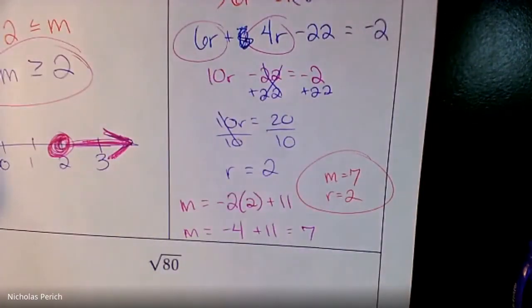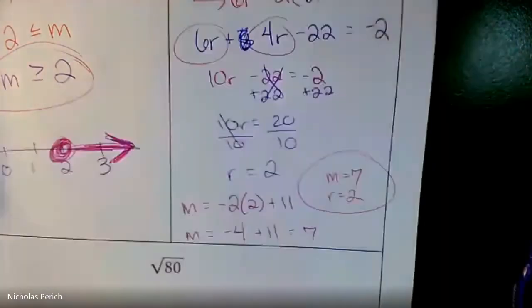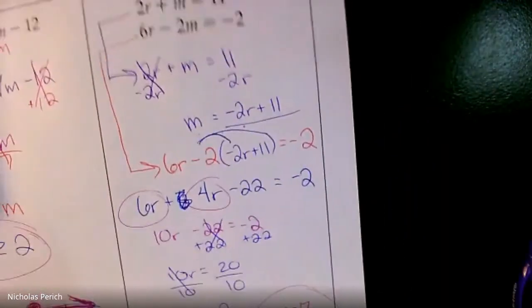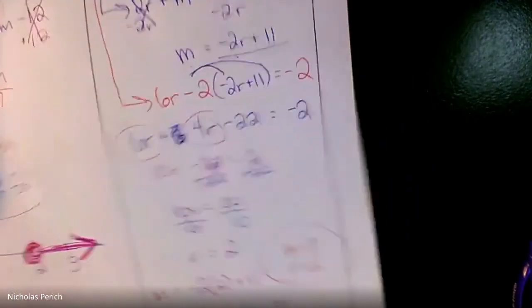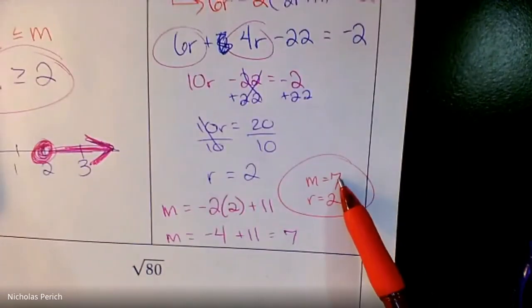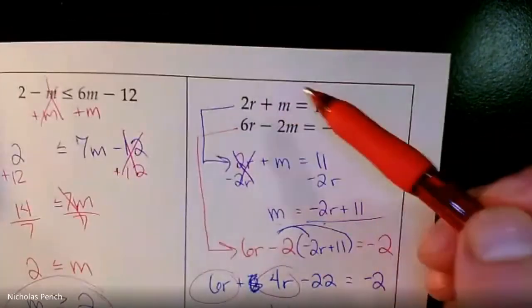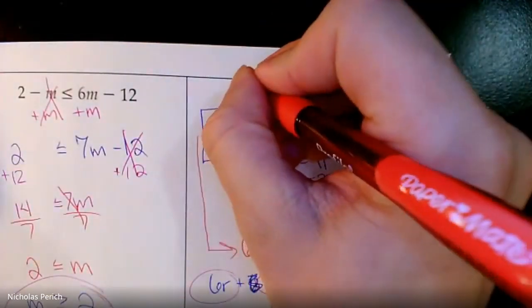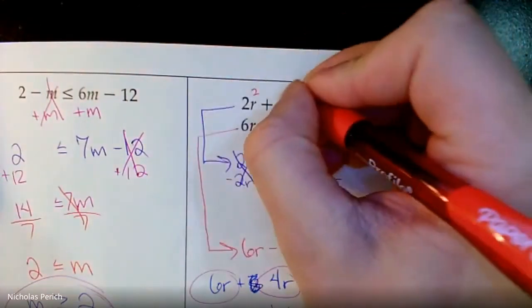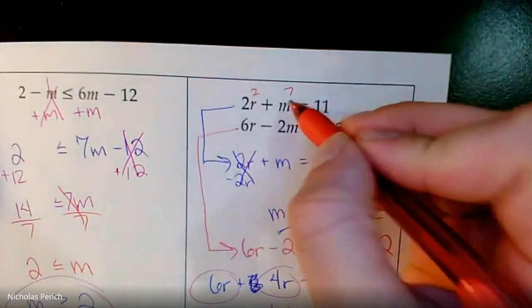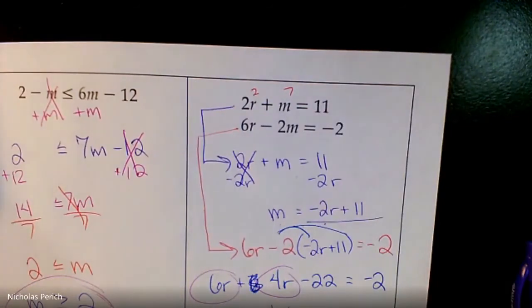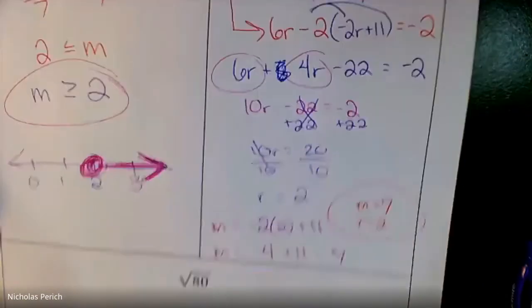Okay, so if I wanted to take those numbers and plug them into the top and see if they worked, I could do that, and they would have to work for both. For example, if M is 7 and R is 2, I can go up here and say, if R is 2 and M is 7, 2 times 2 is 4 plus 7 is 11, so I did it right. And as long as it worked for the bottom one, too, I'd be in good shape. I know I did the whole thing right.